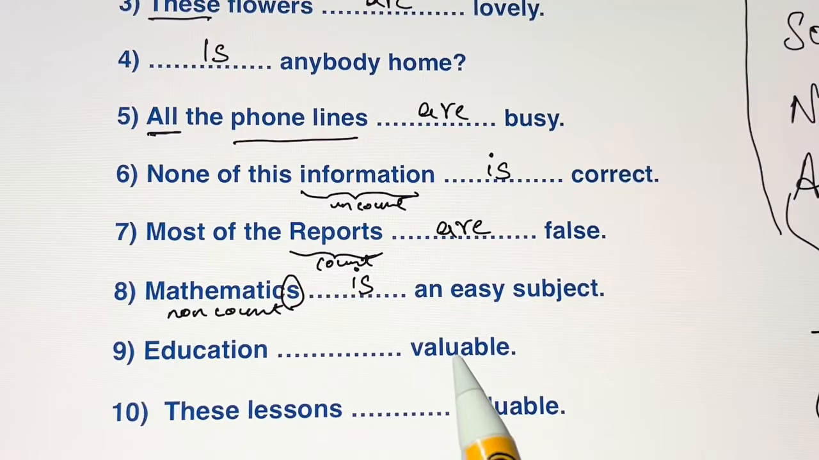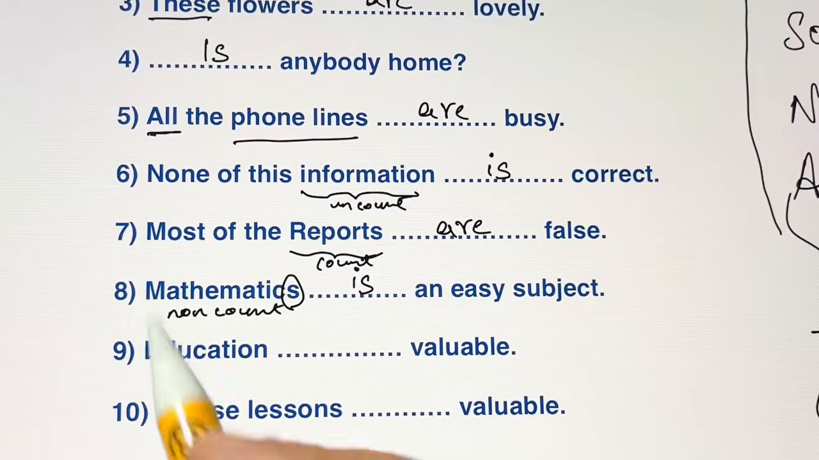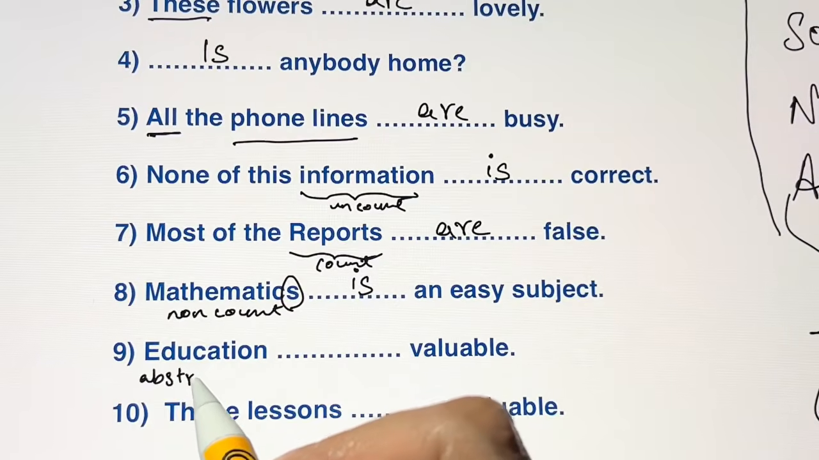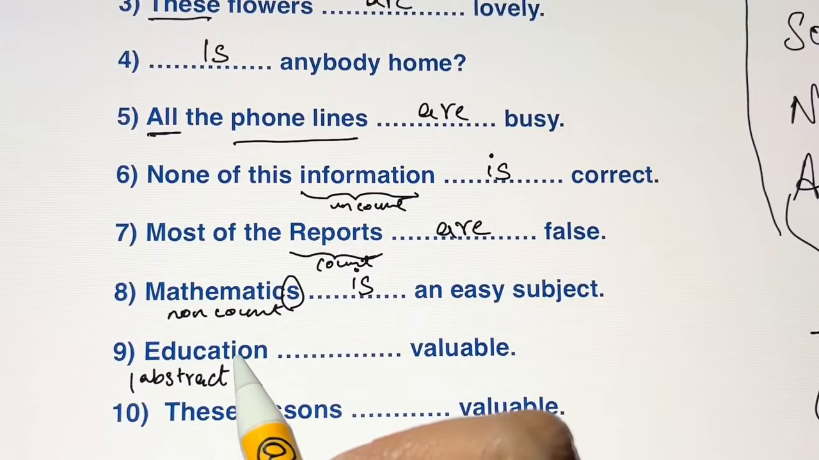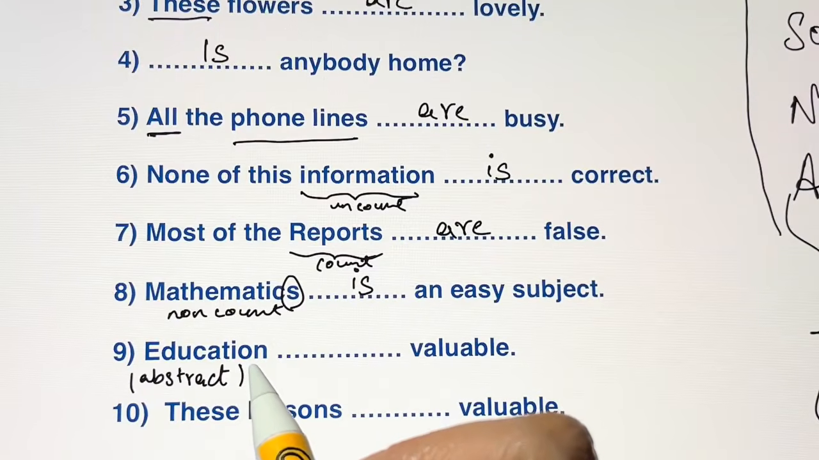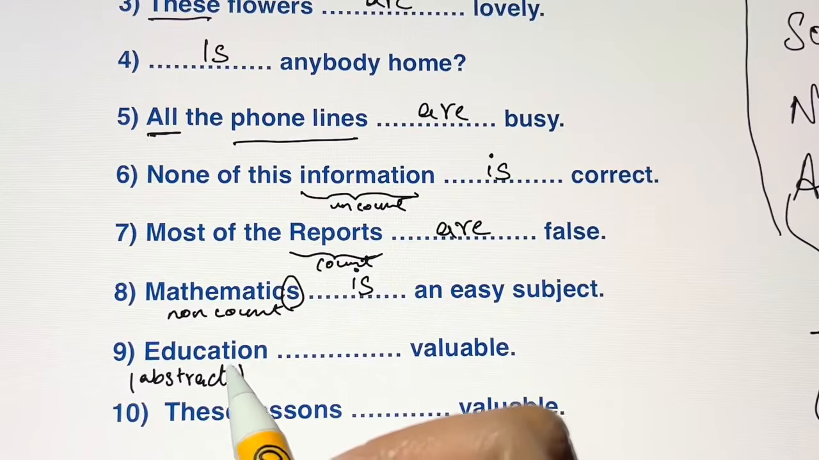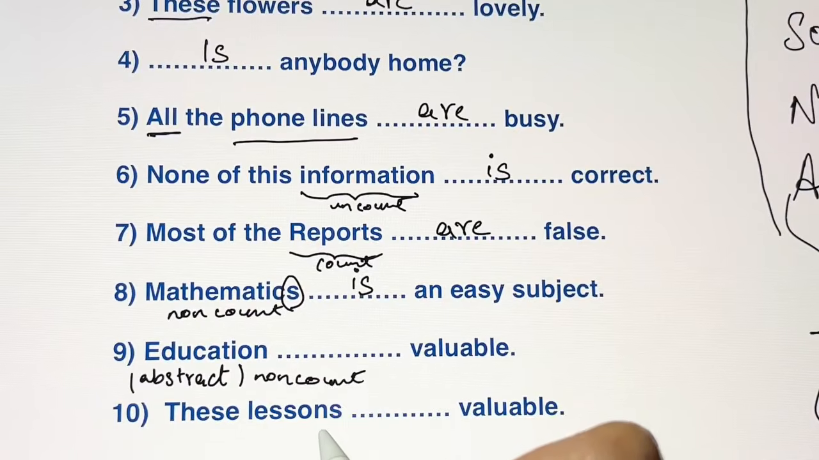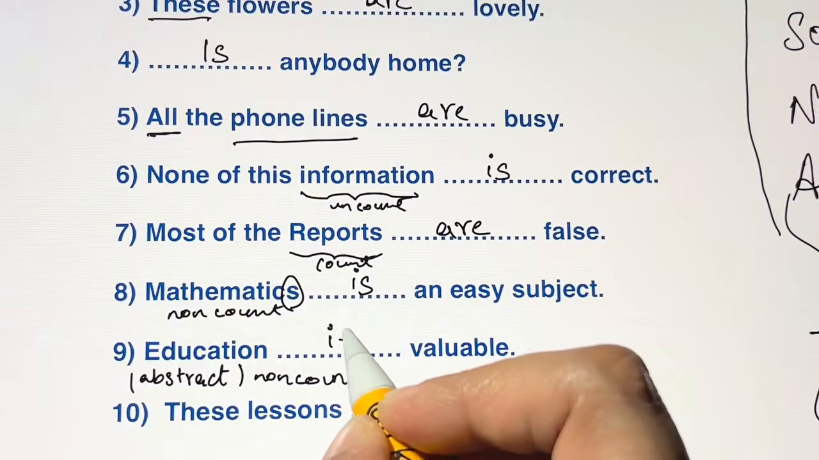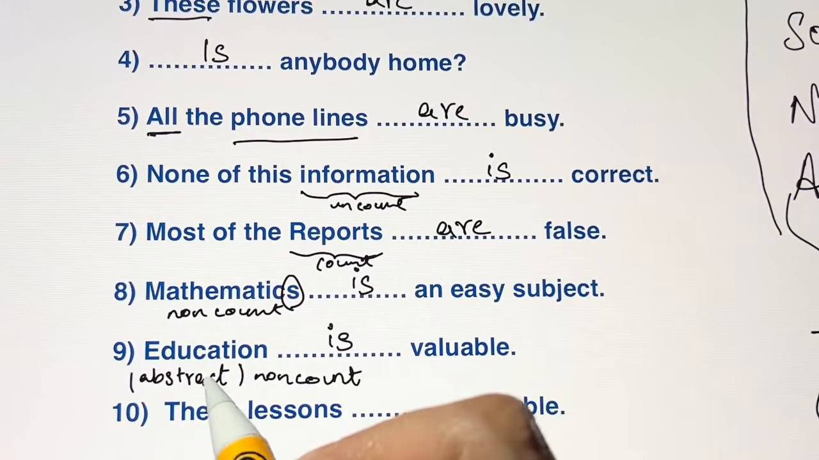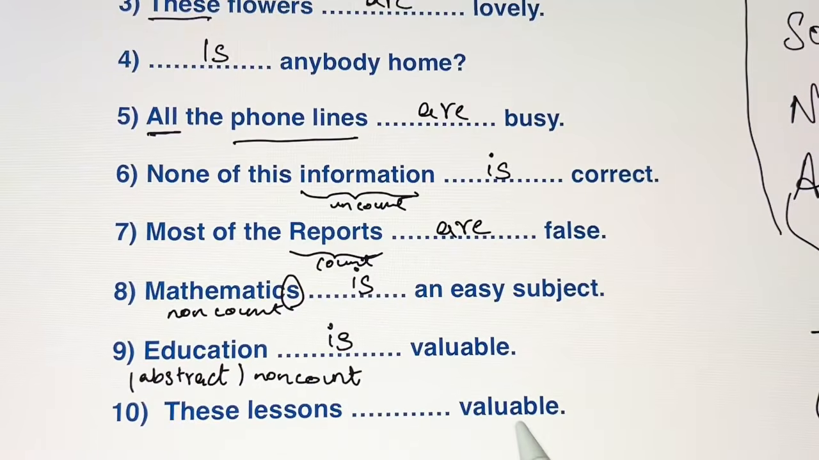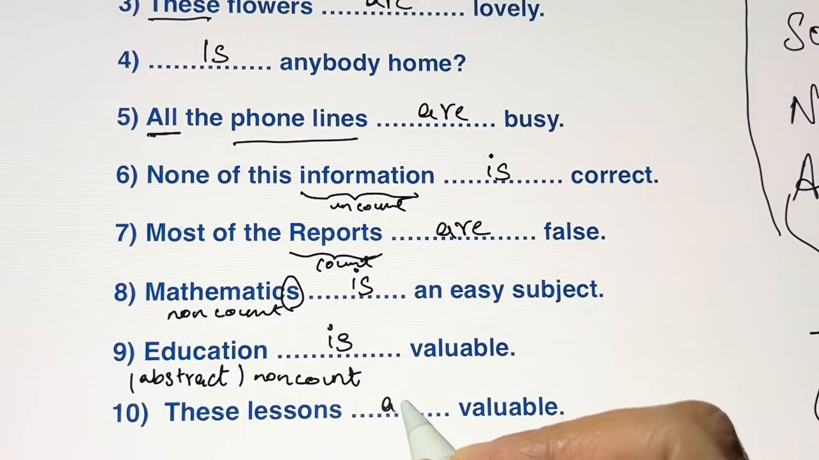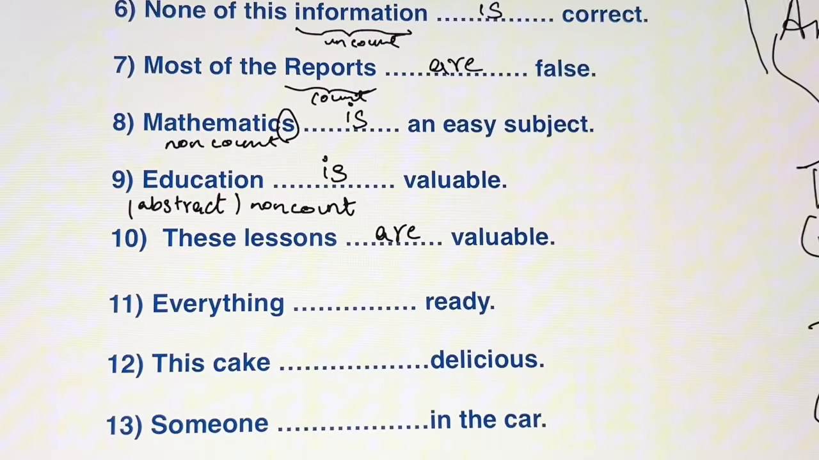Education blank valuable. Now education is an abstract noun. What do you mean by abstract noun? Education is not a physical thing. We cannot hold it in our hands. For example, a few more examples: love, advice. They are all abstract nouns which cannot be counted. Non-countable nouns. So we use is, the singular verb here. Education is valuable. These lessons blank valuable. These lessons are valuable. You can count your lessons, right?